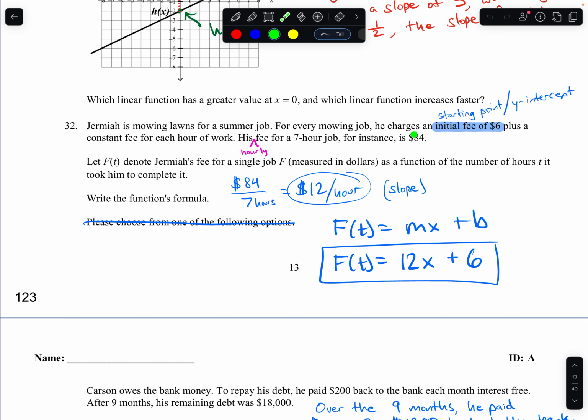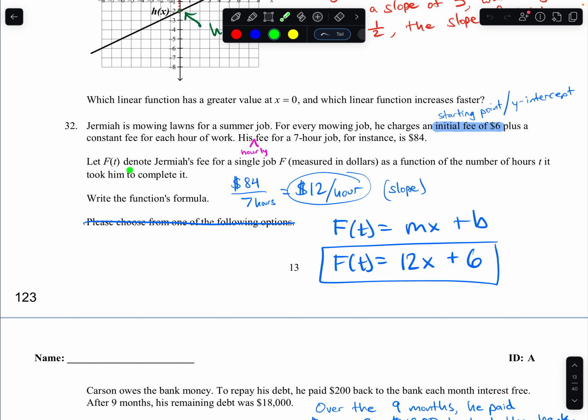For every mowing job, he charges an initial fee of $6. So that's not $6 to mow the lawn. That's just, he's charging $6 to show up. And then he's also charging a constant fee for each hour of work. His hourly fee for a 7-hour job is $84. If we don't say hourly fee, then this $84 is including the $6 that he just charges to show up. And that's not what this is trying to say.